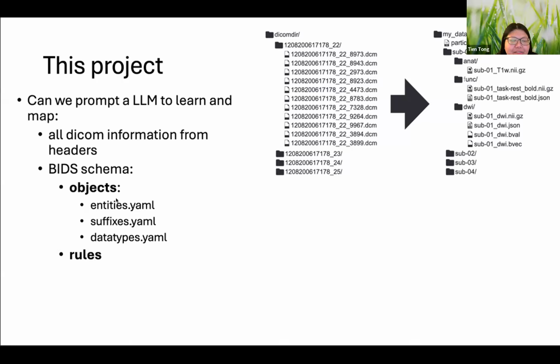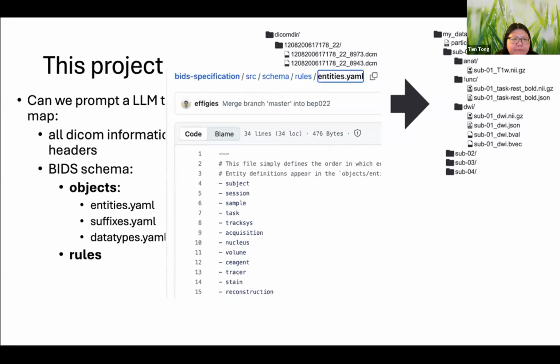You have the different entities, so subject, session, task are entities, and then you have suffixes. So bold, T1, DWI are suffixes, and then you have the data type, which is anat, func, and dwi. And you have way more, but those are just some examples. And then you have the rules of how those vocabularies can interact with one another.